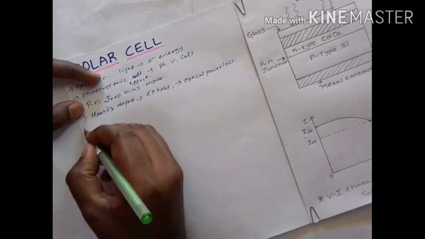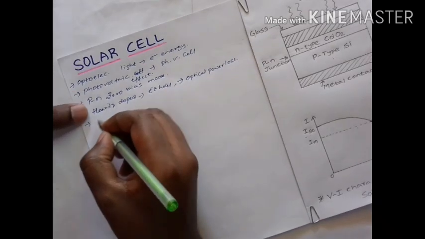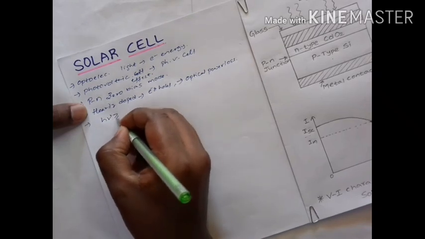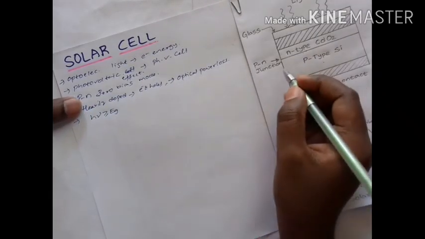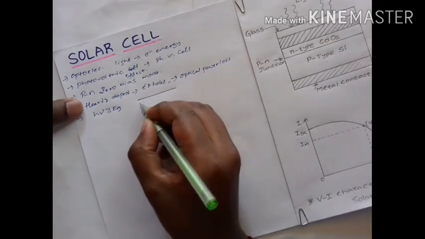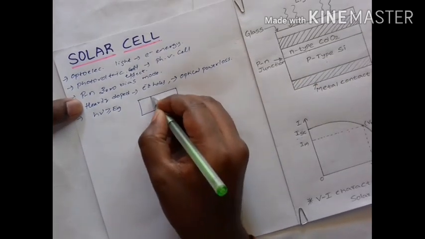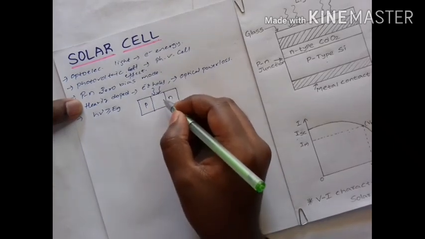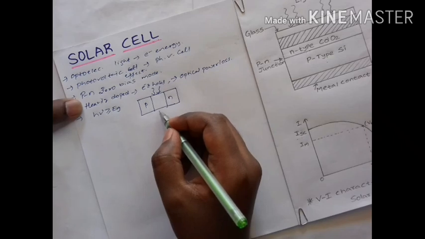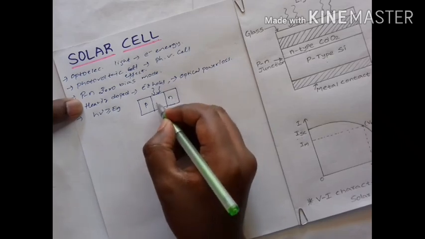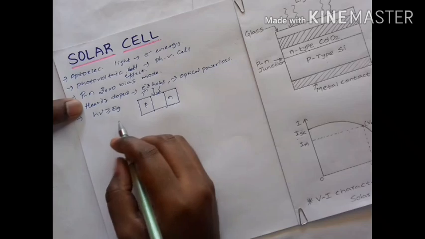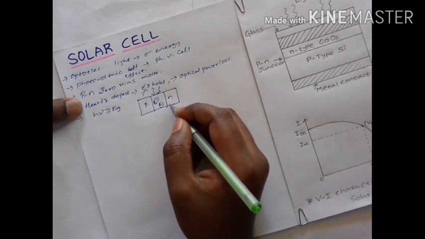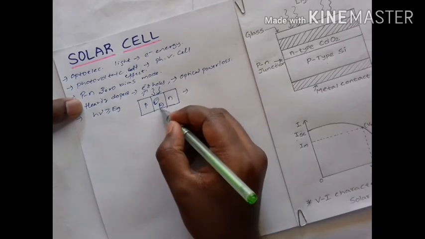Whenever light, which is nothing but photons having sufficient energy, that is whose energy h nu is greater than or equal to Eg, strikes the depletion region of the PN junction, these photons will generate electron and hole pairs. So electron and hole pairs are generated in the depletion region.